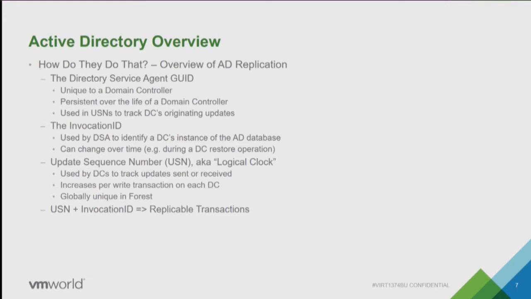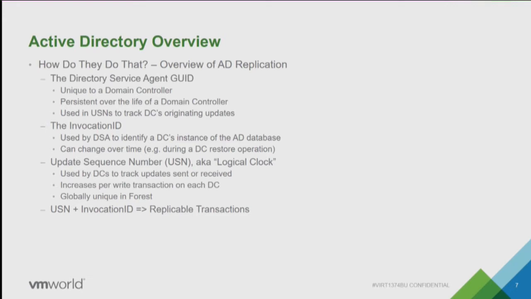The GUID is used in the update sequence number to track originating changes. Please bear with us and stay with us, because we're going to show you how we can screw that up. Then you have the invocation ID. The invocation ID is used by the DSA to identify a distinct copy of the AD database. Now, you take the invocation ID, which can change over time, you marry that with the GUID, and then you have the update sequence number.